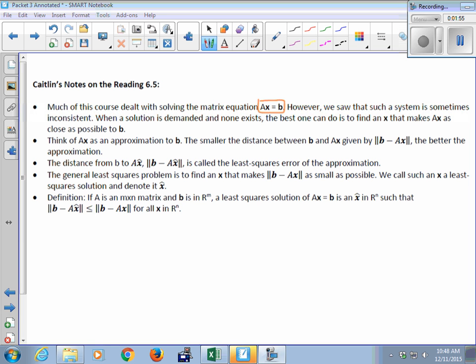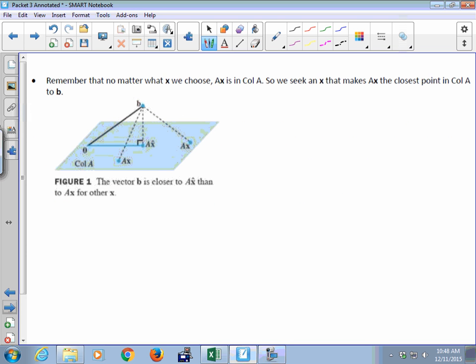The general least squares problem is to find an X that makes the distance from B to AX as small as possible. We call that value of X, X hat. So that's just stated another way there. So remember that no matter what X we choose, A times X is in the column space of A. Okay, so A times any vector gives you a vector in the column space of A.